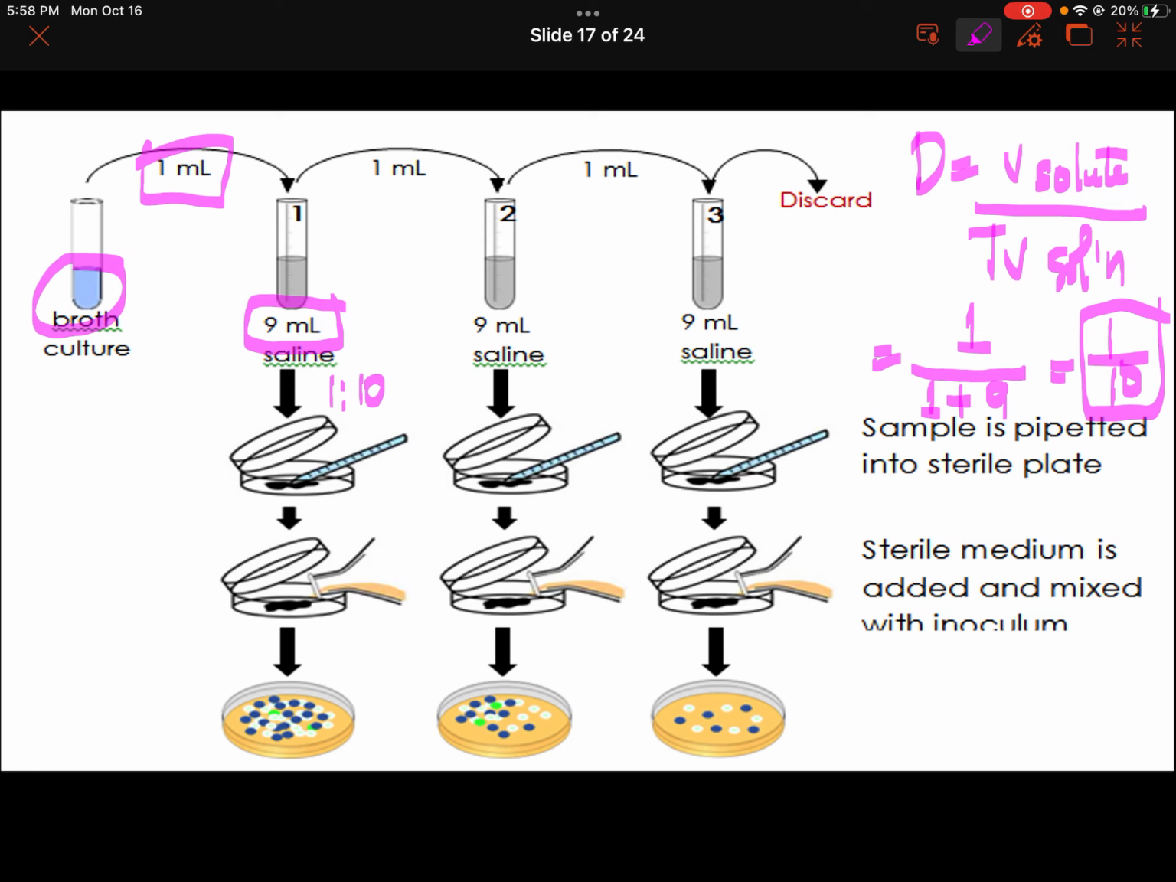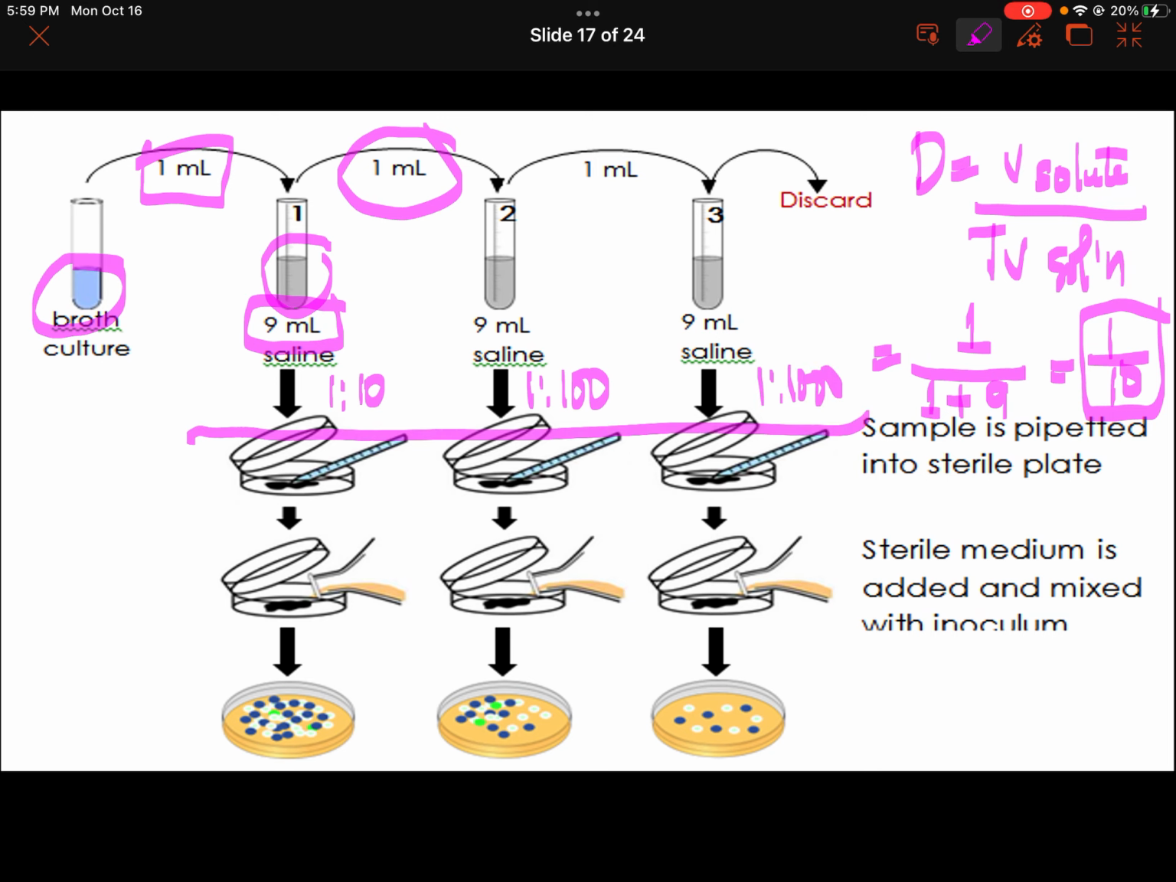Since you obtained the same amount of mixture from the first tube and transferred it to the next tube, you have to multiply by 10. So 10 times 10 would give you 1 is to 100. And then times 10 would give you 1 is to 1,000.